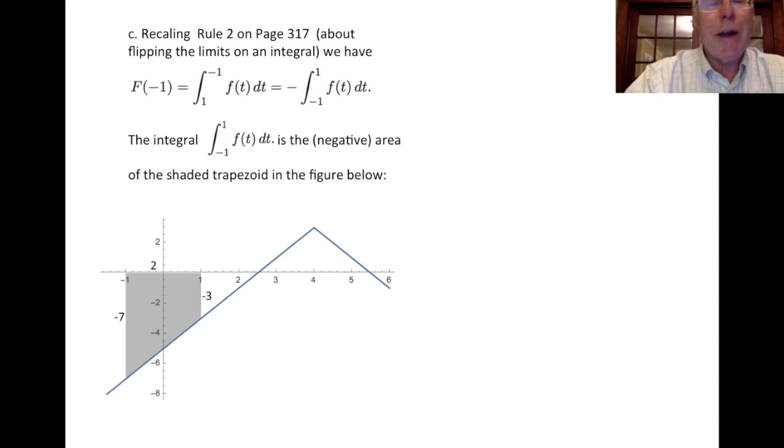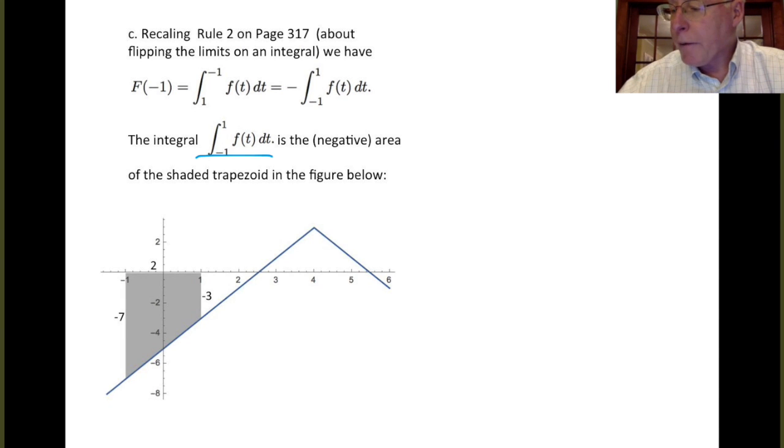And again, we'll do that by areas. So the integral from minus 1 to 1 of f of t dt, we go from minus 1 to 1. Again, we can give this an area interpretation, and it's the area of this trapezoid that lies below the axis, and because it's below the axis, it's going to contribute a negative answer.